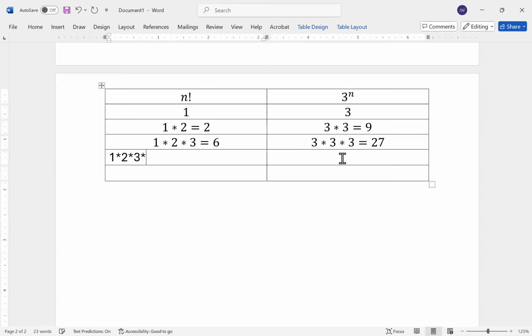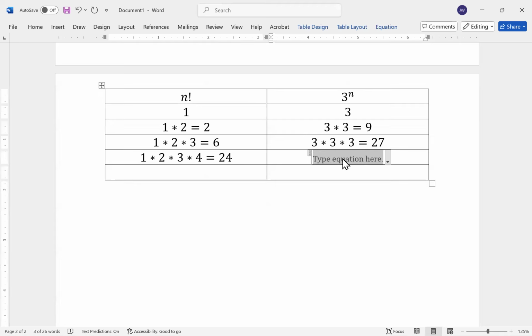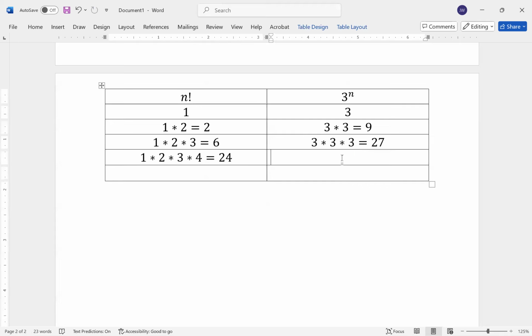And now in the next few steps, the factorial will be growing by more. So 1 times 2 times 3 times 4 is going to give me 24. 3 to the fourth is 3 times 3 times 3 times 3. I'm just going to write 3 to the fourth, but we're multiplying by another copy of 3. Actually, no, I changed my mind.